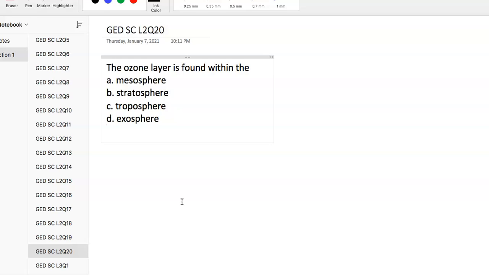Okay, and then the ozone layer. I don't know if you guys took the level 1 practice test, but I think we had several questions that dealt with the ozone layer either through answer choices or through the actual question. And then here it shows up again. Ozone layer is a big deal on this exam. The ozone layer is found within the stratosphere. So ozone molecules in the stratosphere absorb high energy ultraviolet light from the sun, converting the UV energy into heat.